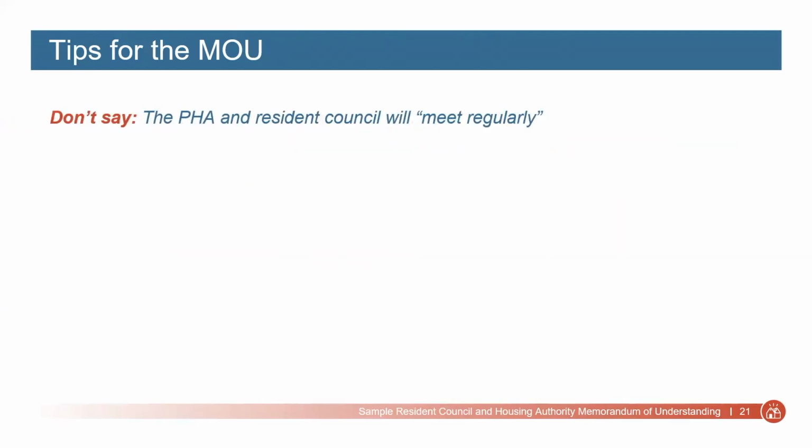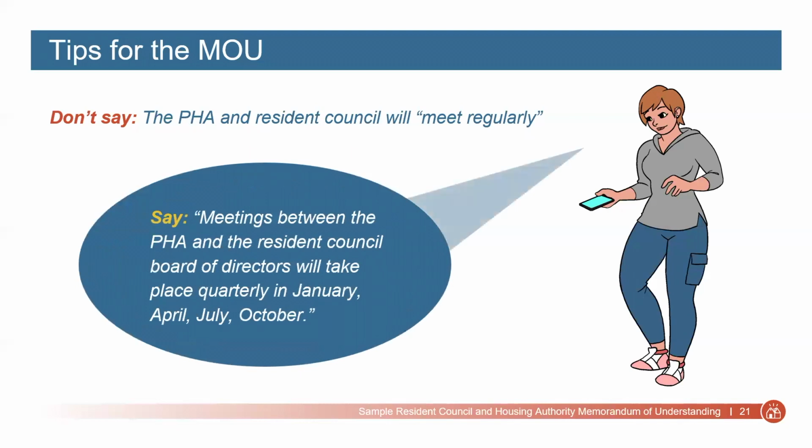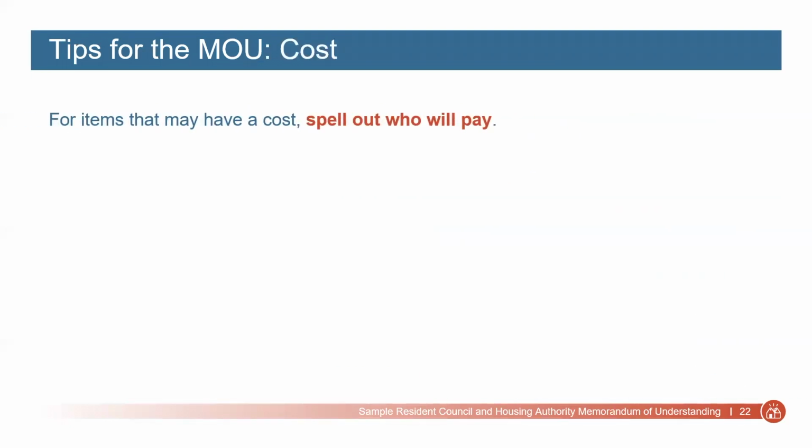For example, don't say the PHA and resident council will meet regularly. Instead, spell out how often their groups will meet and in what months the meetings will take place. Meetings between the PHA and resident council board of directors will take place quarterly in January, April, July, and October. For items that may have a cost, spell out who will pay.